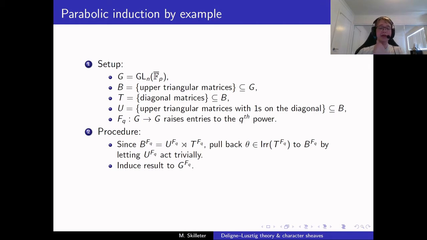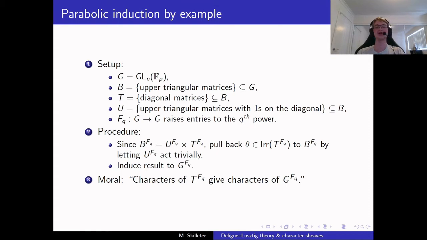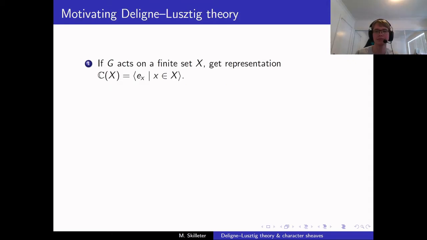So Deligne-Lusztig theory is introduced to construct the cuspidal representations. The moral of parabolic induction is that characters of T(F_q) give rise to characters of G(F_q), and Deligne-Lusztig theory is interested in the converse. Given a character of G(F_q), can we get it from a character of T(F_q) using some procedure that looks like parabolic induction? As we'll soon see, the answer is yes.